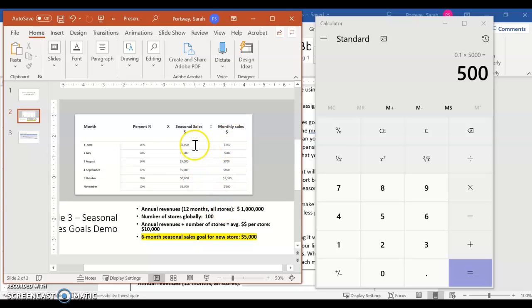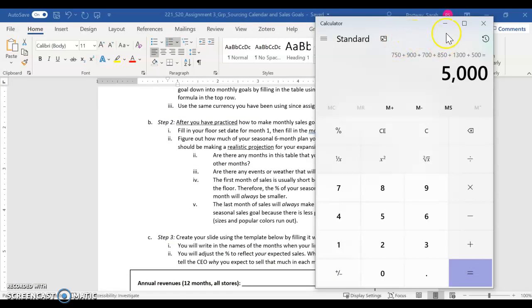So this column should add up to 5,000, and if it doesn't, you've made an error here. So let's double check our math to make sure. 750 plus 900 plus 700 plus 850 plus 1,300 plus 500. Boom. Looks like we did all that math correctly. Hallelujah. So that's how you would work out this table. It is not as intimidating as it might seem at first. Keep in mind that all of those percentages are right there for you.